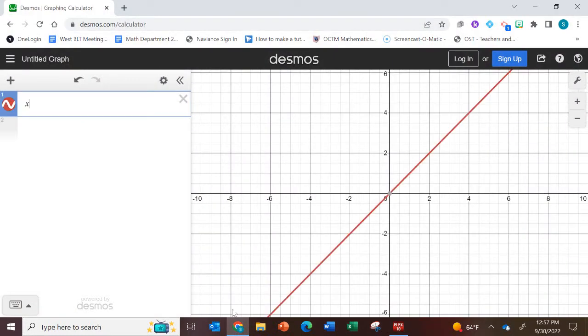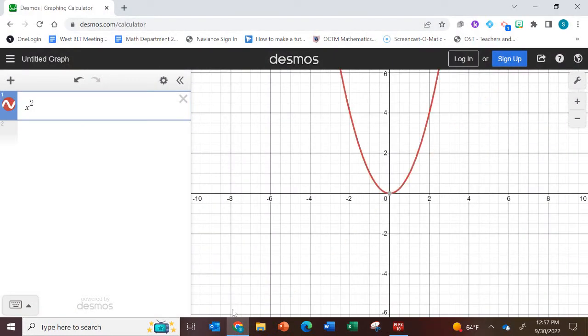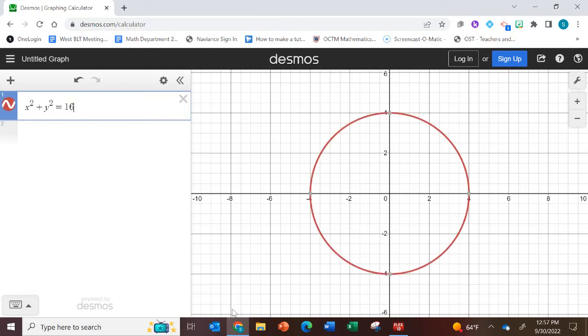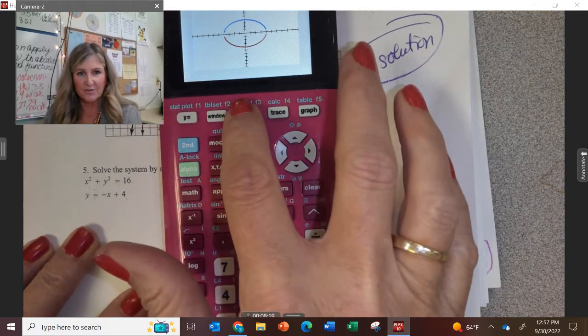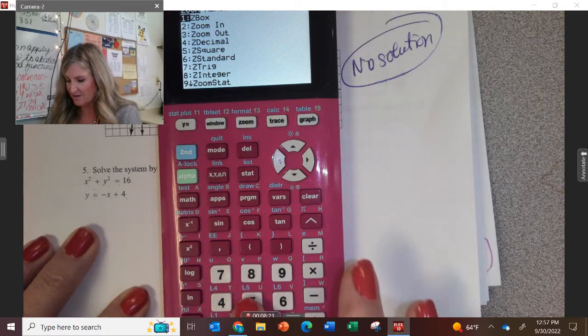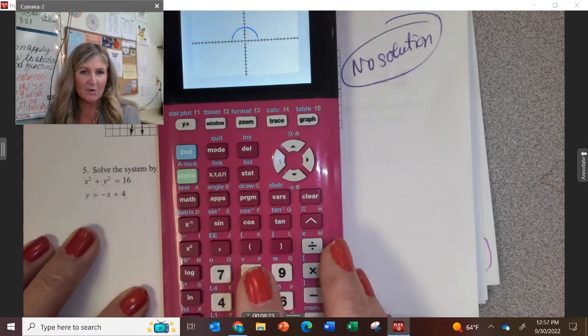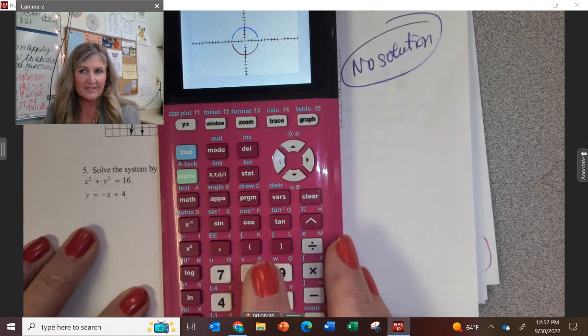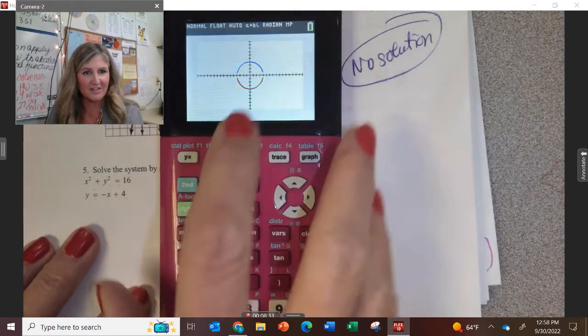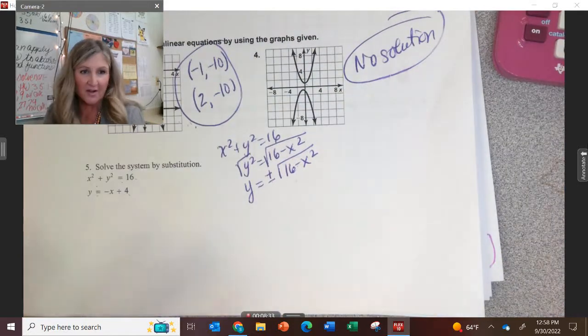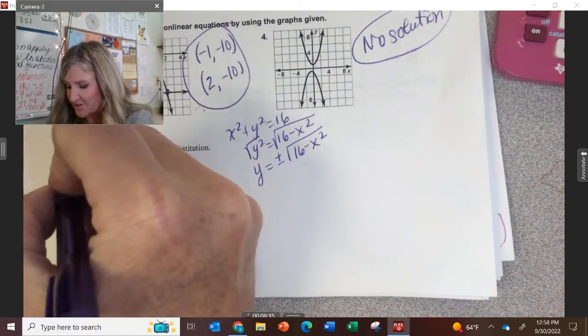If I type this in, x squared plus y squared equals 16, here's what it is. So what is it really? It's a circle. It's not an ellipse. The way to make this actually look like a circle is to do a zoom square. And now it's going to look more like a circle. See how this is a rectangular screen, so it automatically stretches it out. Regardless, you need to know this is a circle.